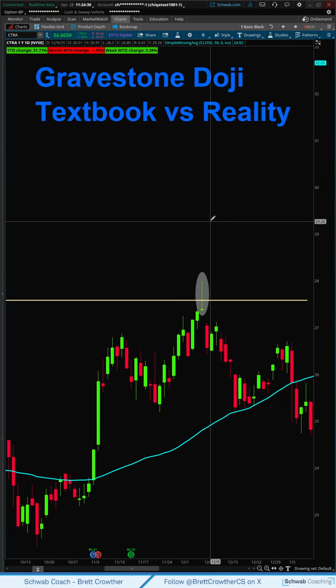Today we're talking about a gravestone doji. What is it? What isn't it? And how do I quickly identify it on a chart? And really what this is, it's a bearish reversal candle pattern.